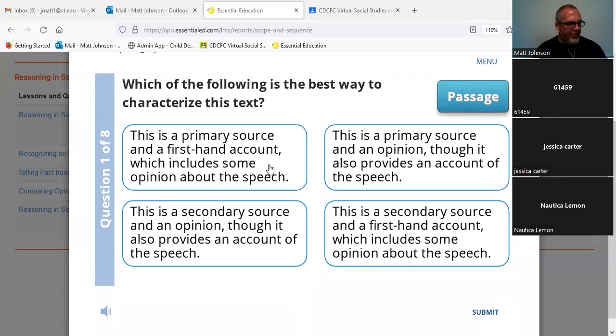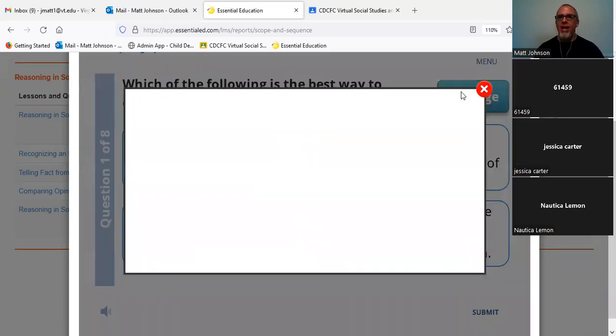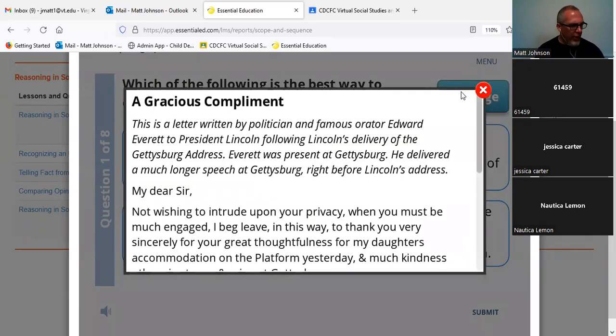So first up, it was asking us to characterize the text, right? So basically evaluating, is this a primary source? Is this a secondary source? And the nature of it. Is it opinion, what have you. One thing with a lot of these passages, they're going to basically tell you right up front. So this is a letter written by politician and famous orator Edward Everett to President Lincoln following Lincoln's delivery of the Gettysburg Address.